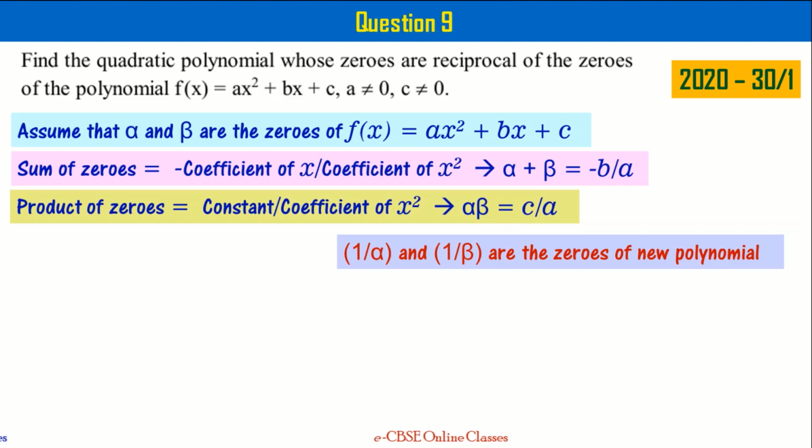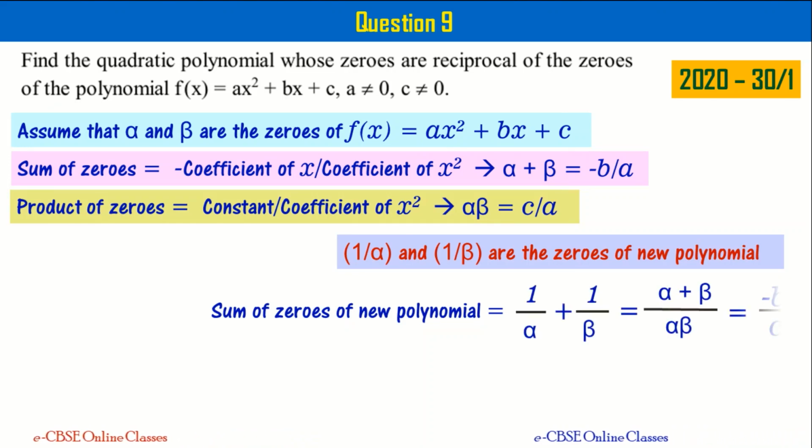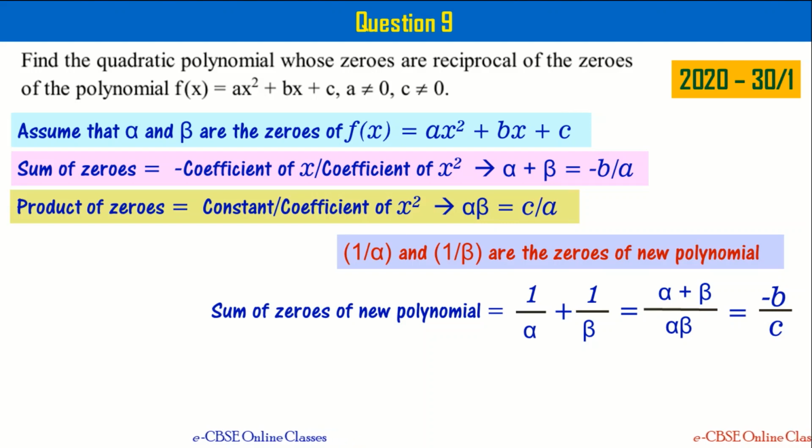When you come to the new polynomial, the sum of zeros of the new polynomial can be written as 1 by alpha plus 1 by beta, right? That can be written as alpha plus beta divided by alpha beta, and you substitute the values you got earlier for alpha plus beta, that is minus b by a, and alpha beta, that is c by a. When you substitute and simplify, what you get is the sum of zeros of the new polynomial is equal to minus b by c. Please take a note of that.